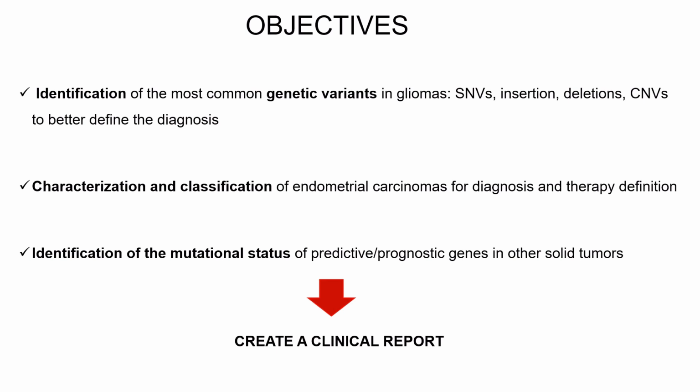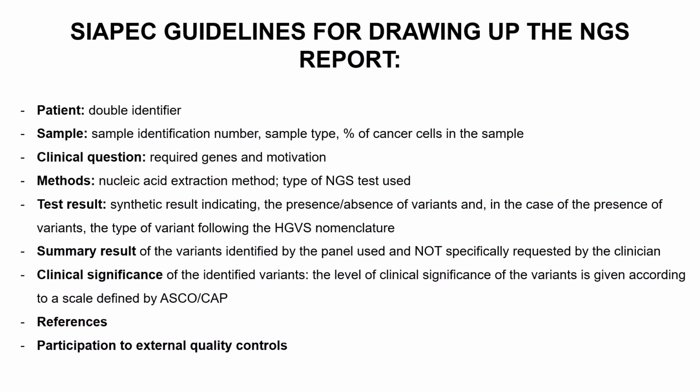All this information has to be reported in a clinical report. For our clinical report, we follow the CIAPEC molecular and predictive pathology group guidelines for drafting NGS reports. These guidelines aim to ensure consistency, accuracy, and comprehensive information in reporting next-generation sequencing results.